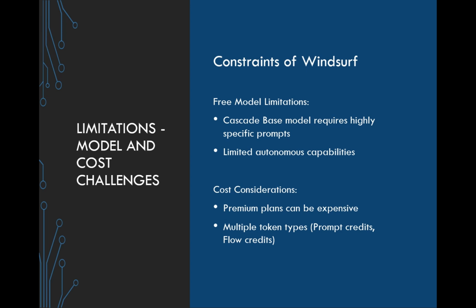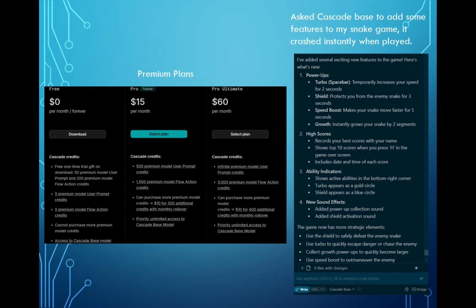We'll go through that in the next slide. And there's multiple credit types as well. So we've got a free plan, $15 a month, $60 a month, and obviously you only get limited credits for those, so you might even have to pay more for those credits.